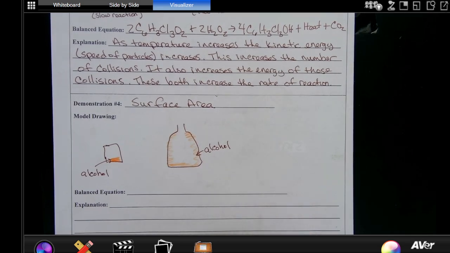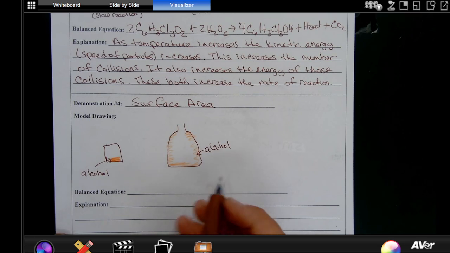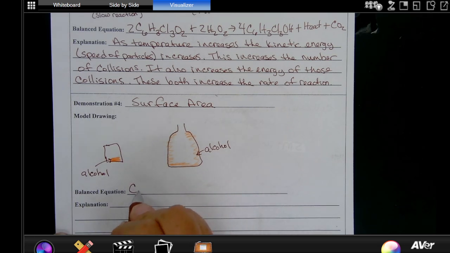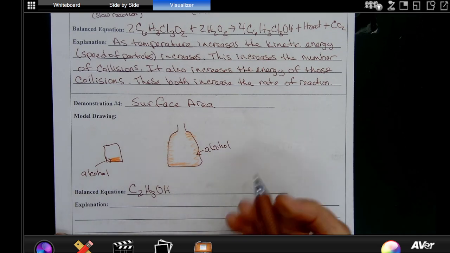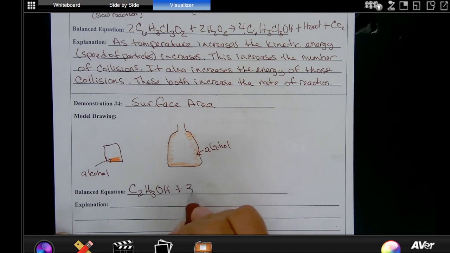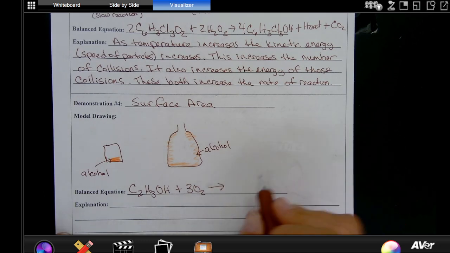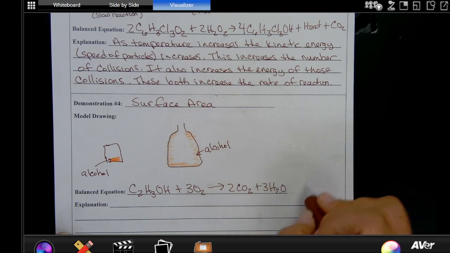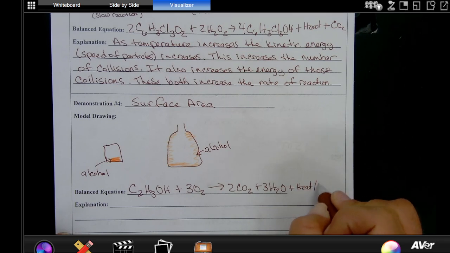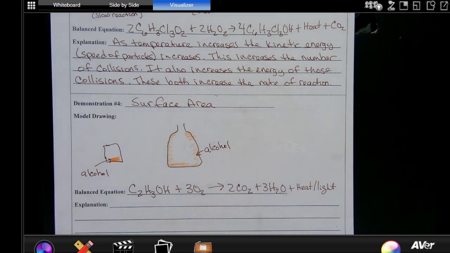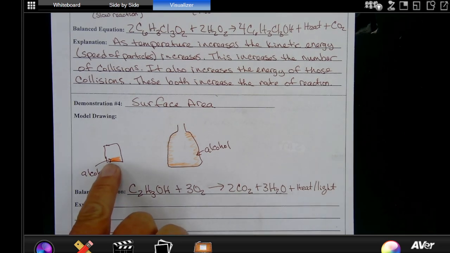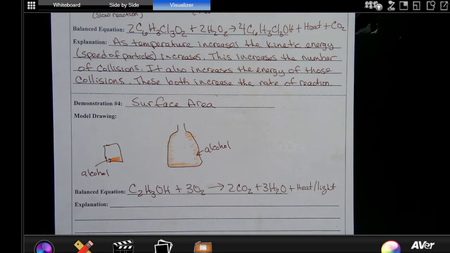This is a combustion reaction, okay? So alcohol is C2H5OH. Plus, remember that combustion reaction has to have oxygen with it. That's in our air. It's going to react to make carbon dioxide and water. But it's also going to make heat and light. So we're going to see what happens when we take the same substance, but instead of keeping it in the bottom there, we're going to spread it out all over a large area. Okay? All right.